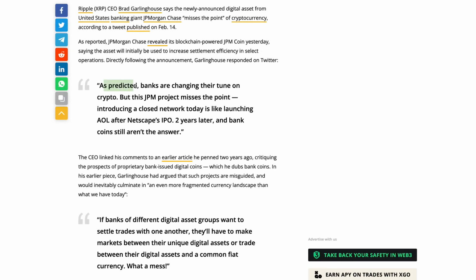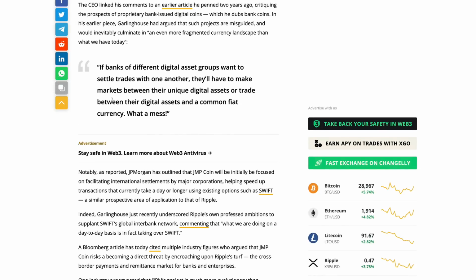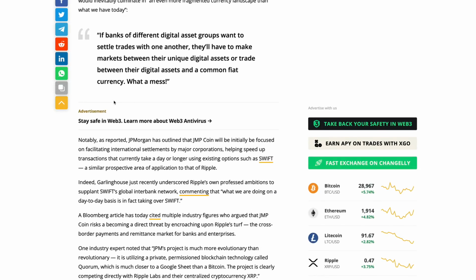And here's a quote: "As predicted, banks are changing their tune on crypto, but this JPM project misses the point. Introducing a closed network today is like launching AOL after Netscape's IPO. 2 years later, and bank coins still aren't the answer." So clearly, they didn't get it. They didn't understand the memo.